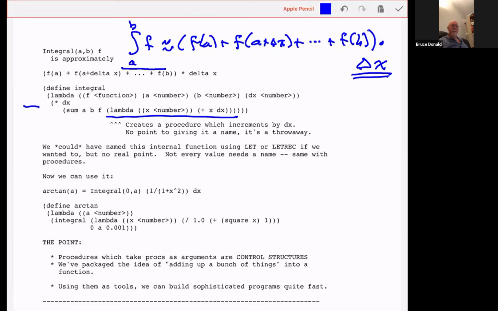Good? Did I answer your question? What's the difference between, oh, sorry. Go ahead. So in regards to letrec versus let, what's the difference between the two then?